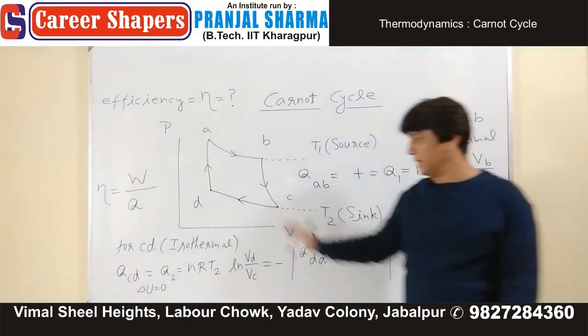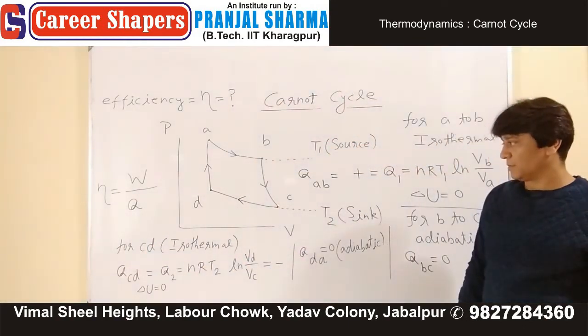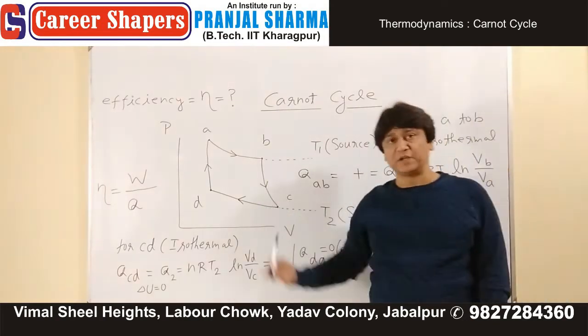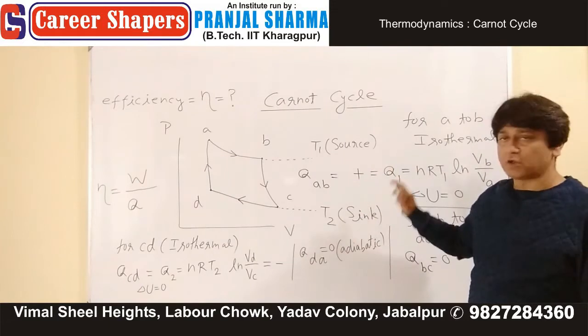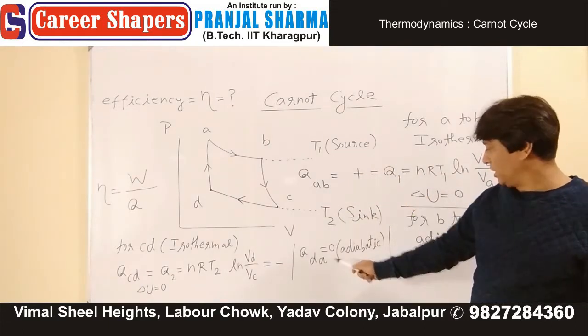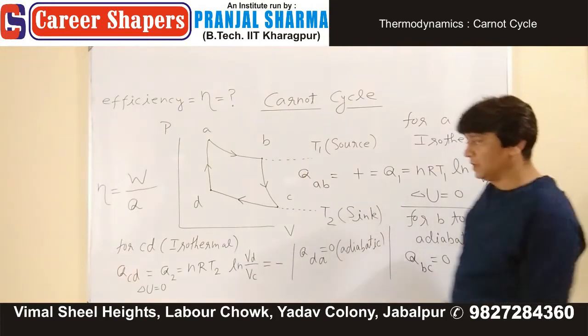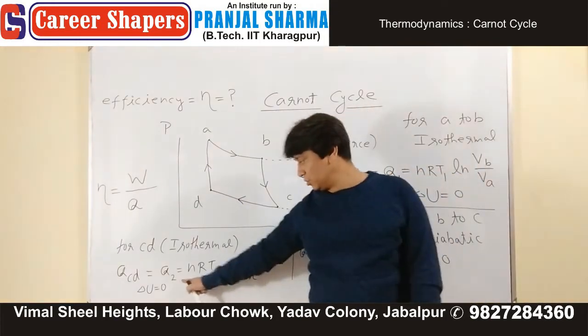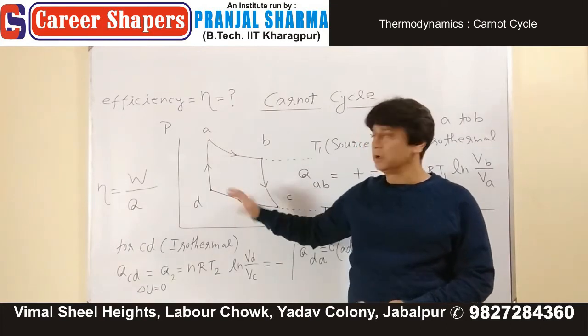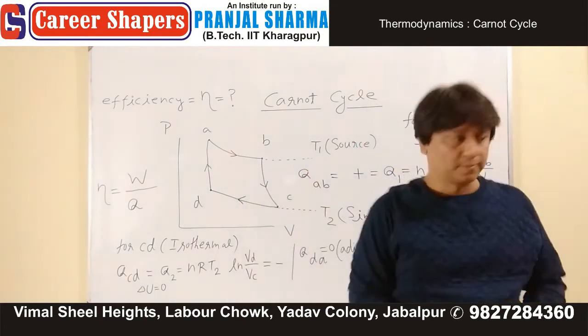CD, A, B, C, D. Note down this much and then we'll talk about efficiency. We have found values of Q1, QDA, QBC and this term Q2 which is coming negative. First note down this information and then we'll proceed further.